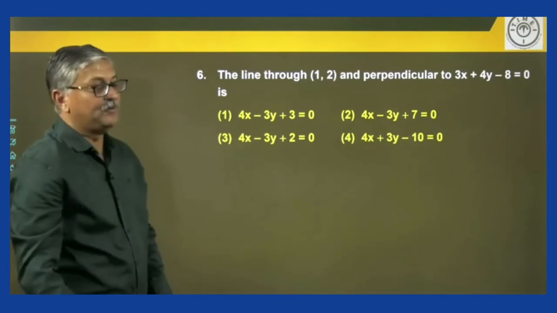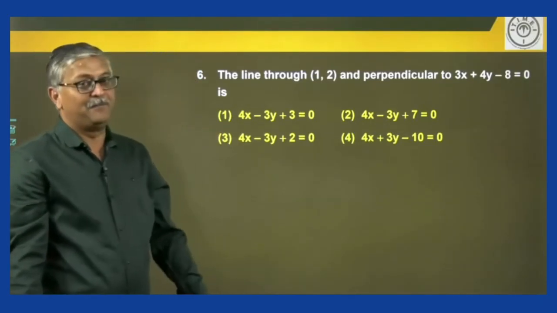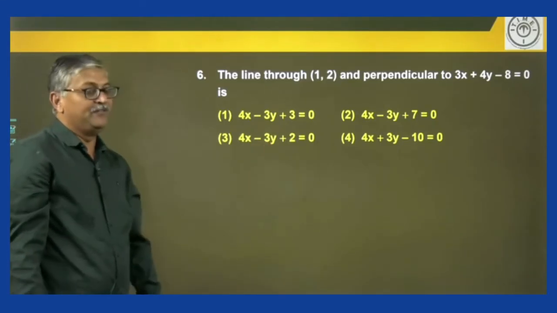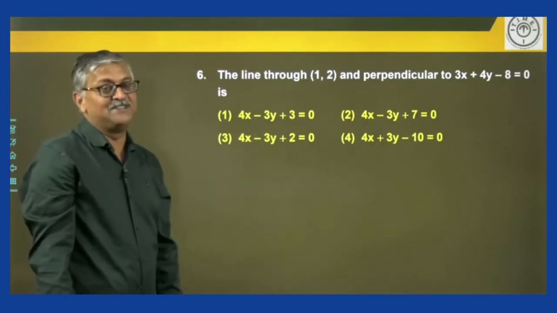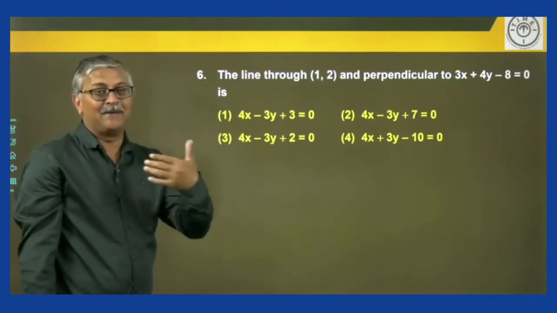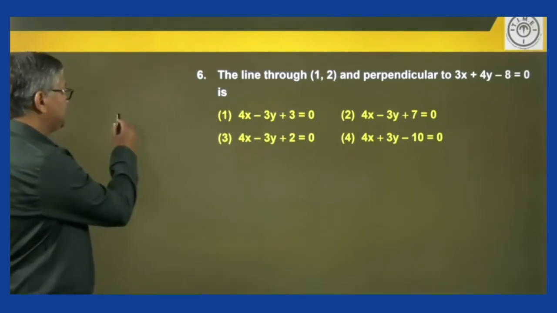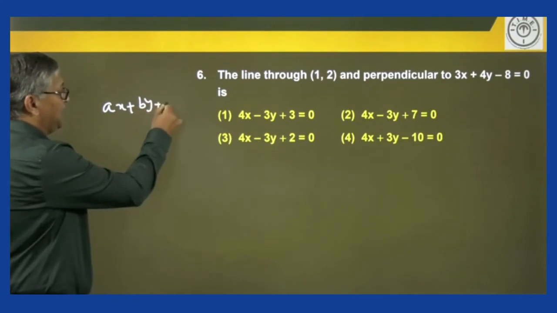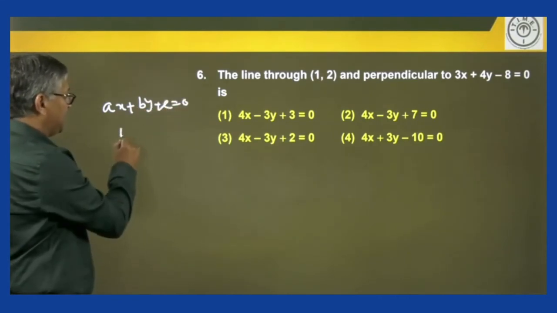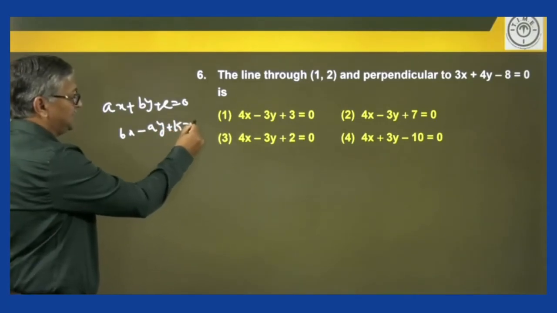Now, this is one more problem. Find the equation of a line passing through (1, 2) and perpendicular to the given line. If two lines are perpendicular, then the product of the slopes is -1, and if two lines are parallel, then the slopes are equal. So, for ax plus by plus c is equal to 0, the perpendicular line must be bx minus ay plus k is equal to 0.